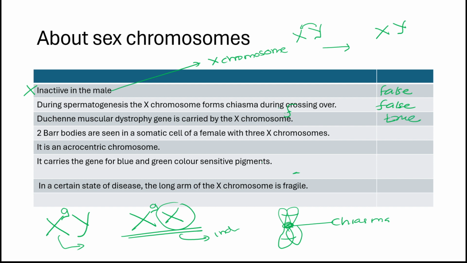True. Two Barr bodies are seen in a somatic cell of a female with three X chromosomes. Yes, as I said earlier, it's a true statement. The superwoman.